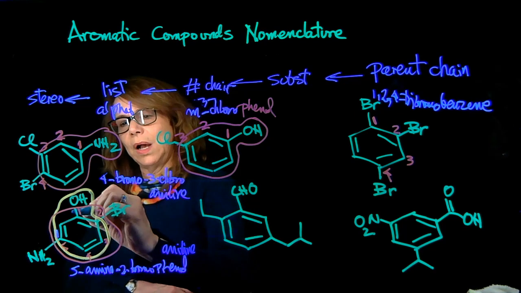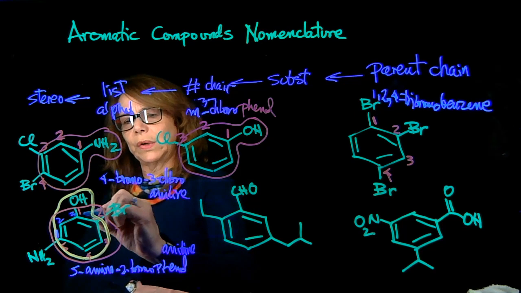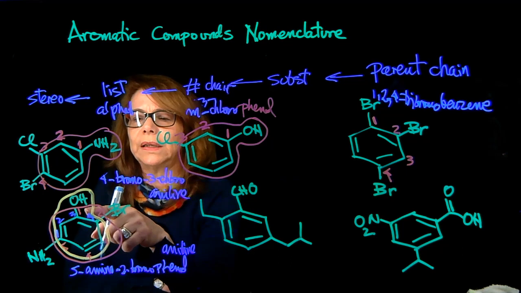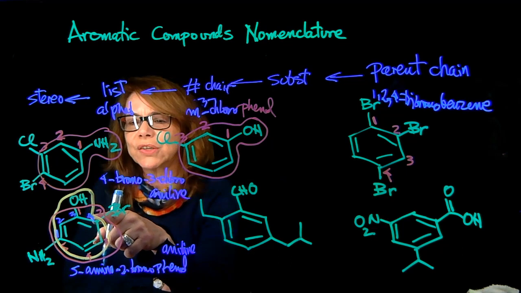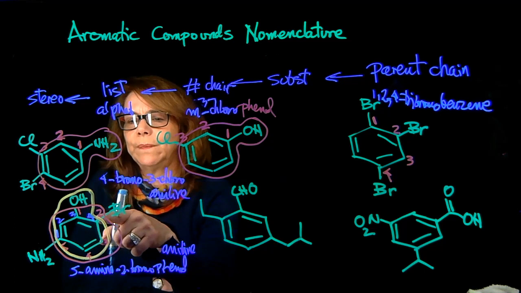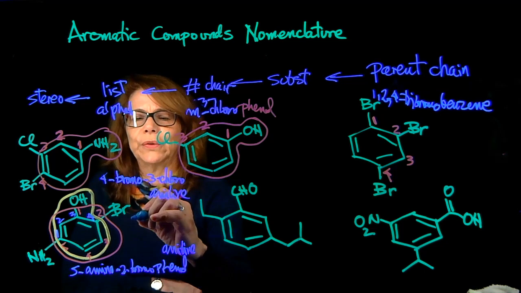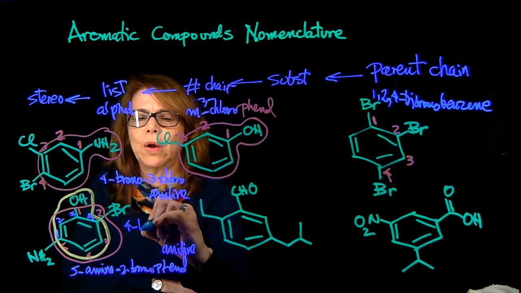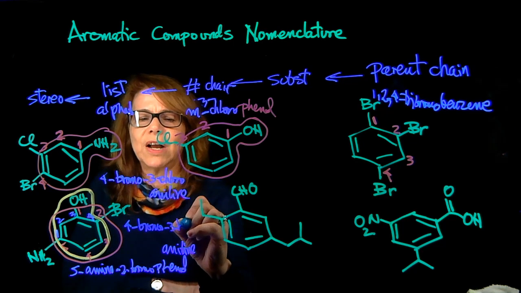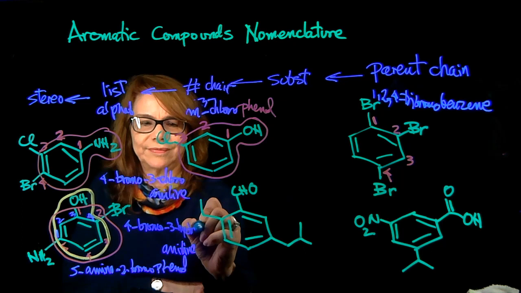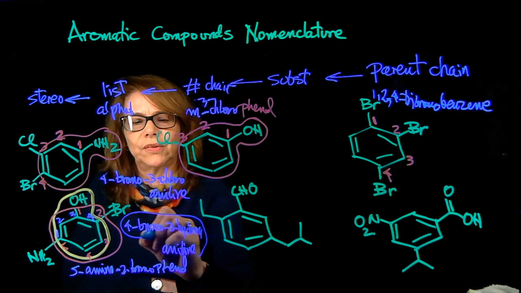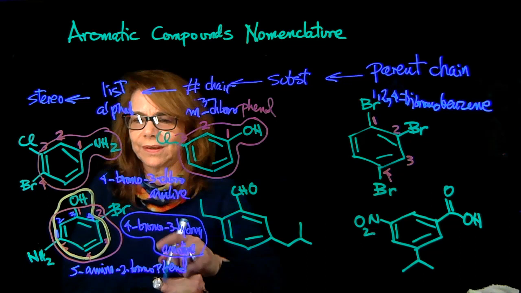So this is 1, 2, 3, and 4. The substituents to aniline are bromo and hydroxy. Bromo goes first, so 4-bromo-3-hydroxyaniline. So that's the other name. That's my name, that's another name.